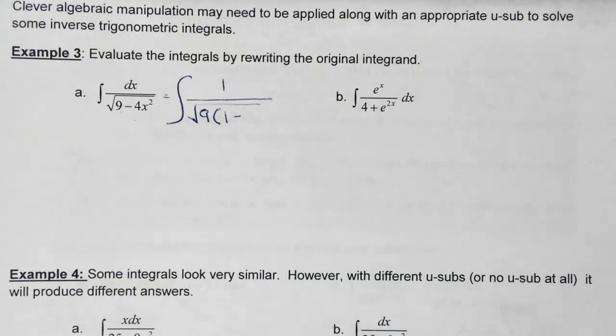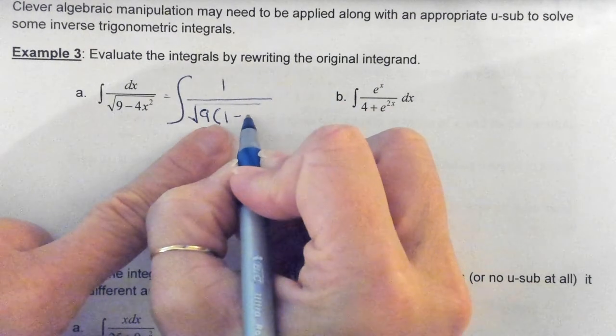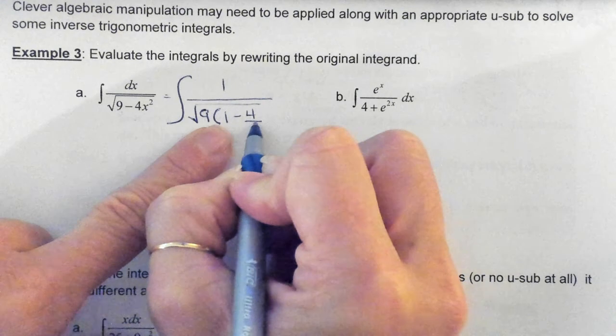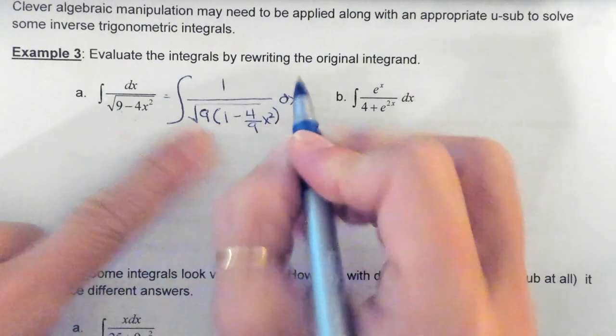What's great about 4? It's a perfect square. 9, perfect square. So I can rewrite those as perfect squares. And I'll show you what I'm talking about in just a second. This becomes 4 over 9 x squared. All I did was factor out. That's the first step.